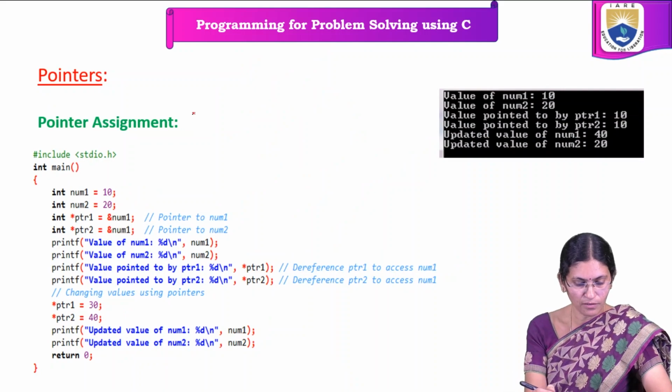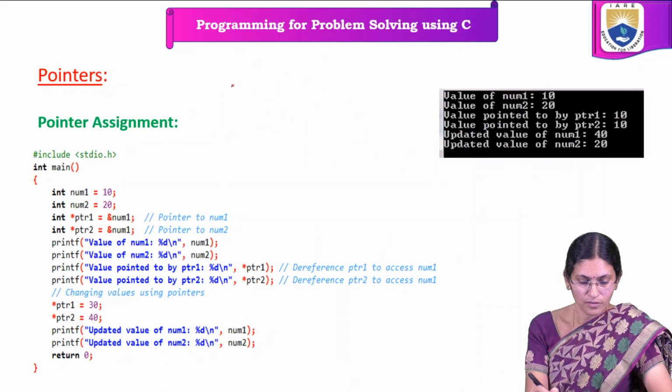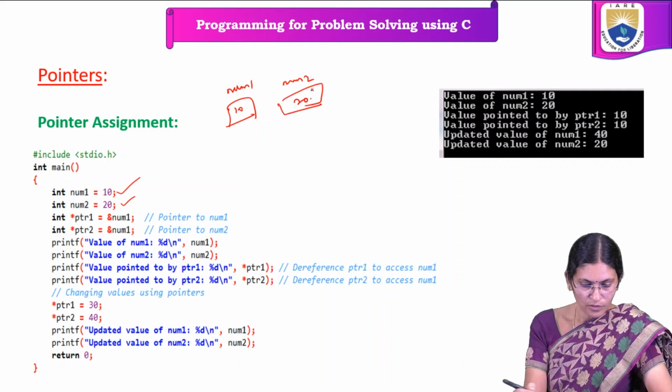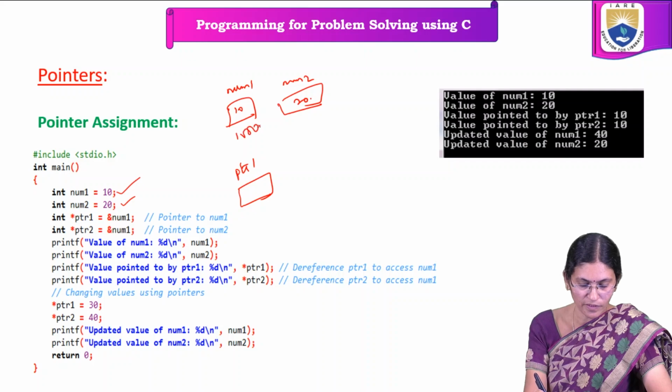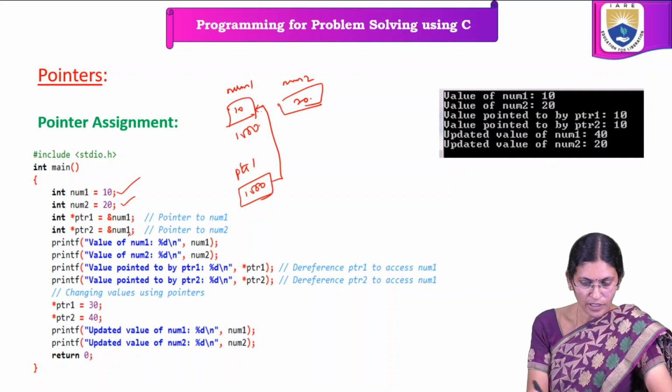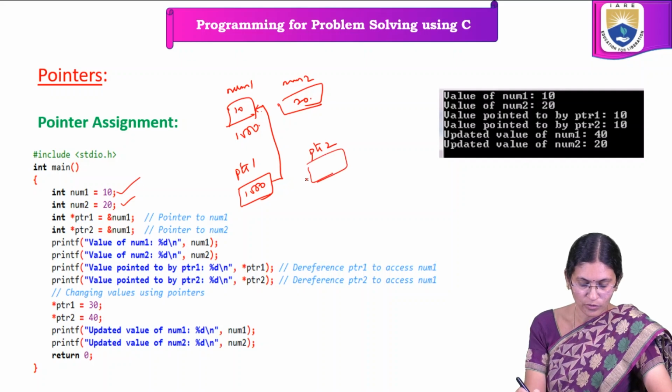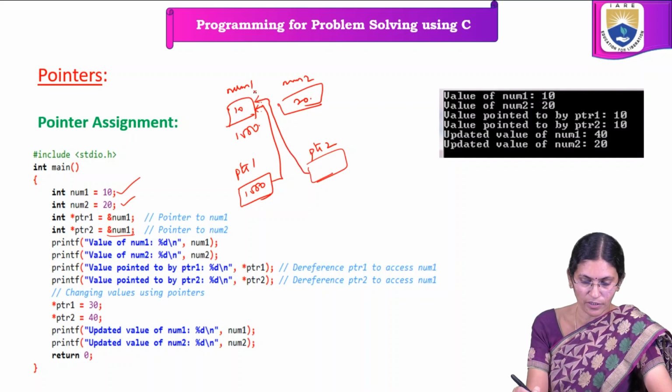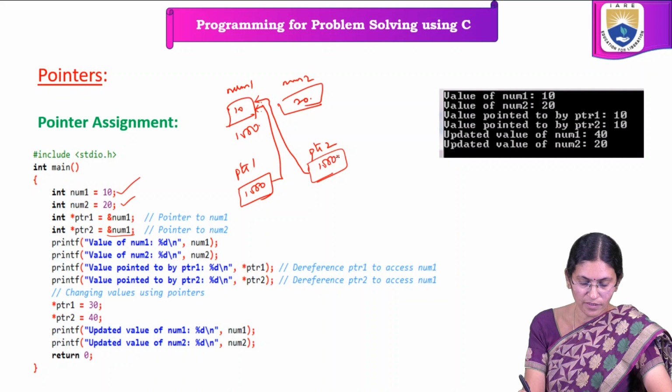Next is another example of pointer assignment. So here we have declared and initialized two variables, num1 and num2. So num1 is equal to 10 and num2 is equal to 20. Then ptr1 is equal to address of num1, so ptr1 is storing the address. Suppose this is 1000. So it stores the address of this, so it is pointing to num1. Now we have declared another pointer ptr2 and initialized it with the address of num1. This means it is also pointing to the same variable num1. This will also store the address 1000.